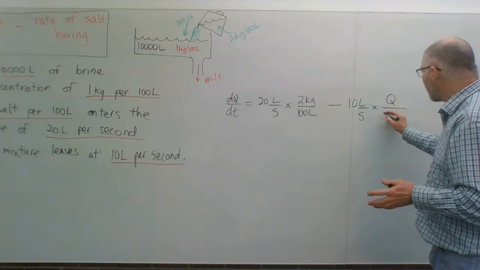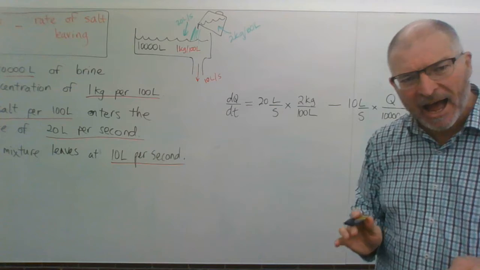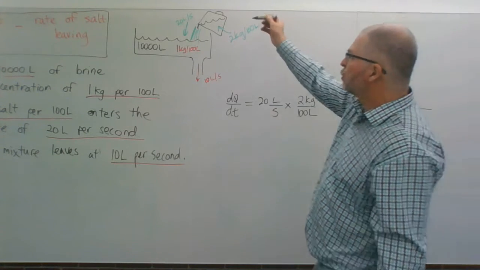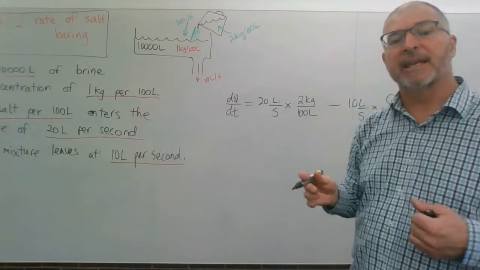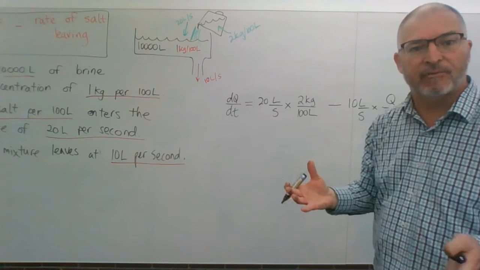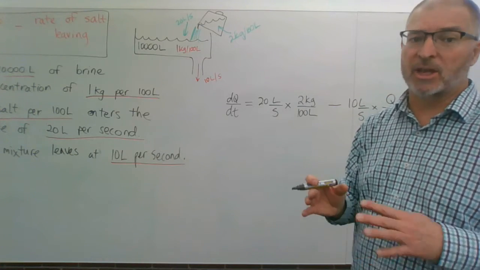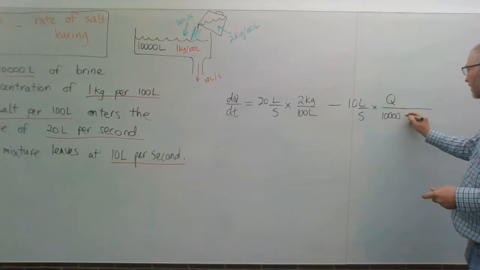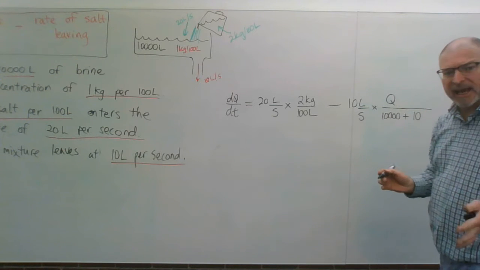Well, we've got our 10,000 litres, but that's what the volume was at the start. Now the volume's going to be changing. Well, there's 20 litres coming in and there's 10 litres going out. So it's obviously getting more and more volume in there. How much more? Well, 10 litres every second, right? 10 litres extra is going in there every second. So we've got 10,000 plus 10 litres every second.